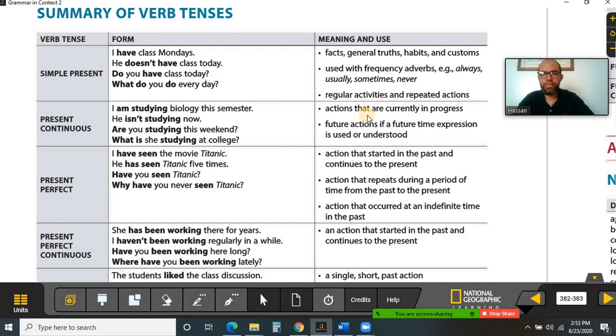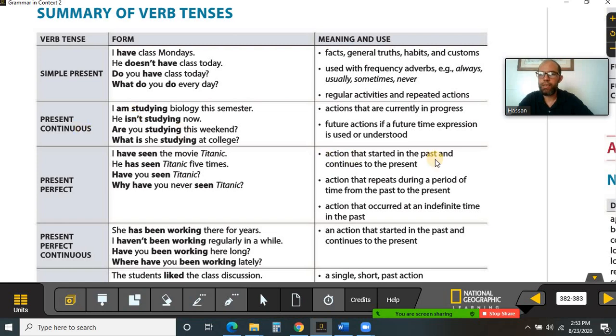We use the present continuous tense to talk about actions that are currently in progress. An action that is happening right now. Right now I am speaking English. I am explaining the verb tenses. Okay, and I'm talking about the present continuous tense.